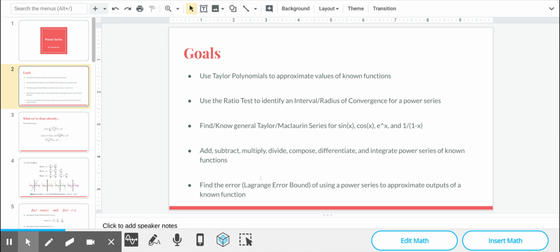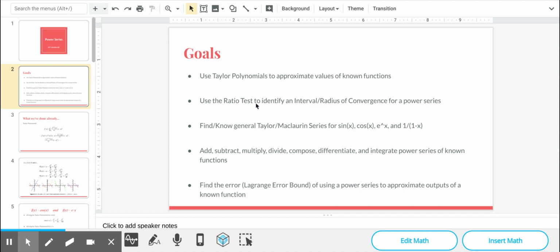And then finally, the last thing we usually do is find the error bound, which is called the Lagrange error bound. So Lagrange, another famous mathematician. This goes back to the first bullet. So we'll come back to this eventually: what's the error that we can find for approximating values of known functions using a Taylor polynomial? Again, that'll be the last thing we do. So we'll come back to that.